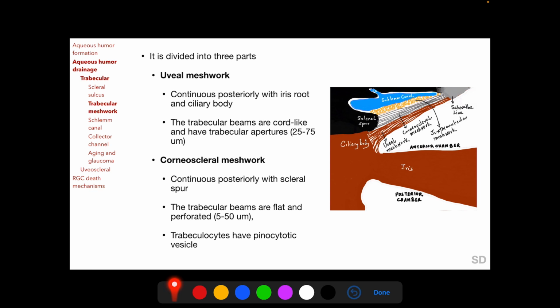The uveal meshwork is continuous posteriorly with the iris root and the ciliary body, and the trabecular beams are cord-like and have trabecular apertures larger than those of the corneoscleral meshwork and the juxtacanalicular meshwork. The corneoscleral meshwork is continuous posteriorly with the scleral spur, and the trabecular beams here are flat and have apertures which are smaller than the apertures in the uveal meshwork.